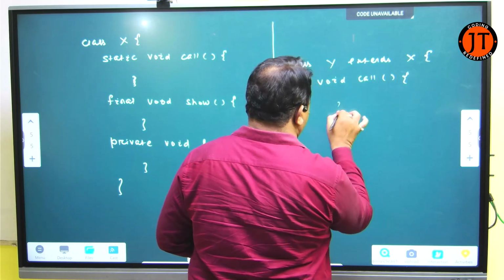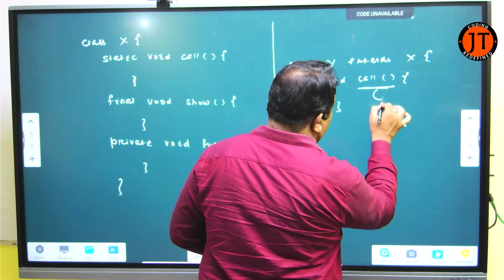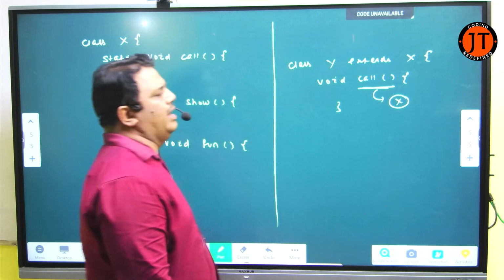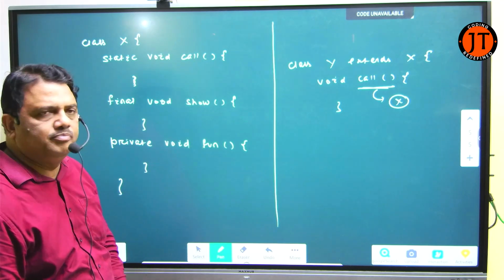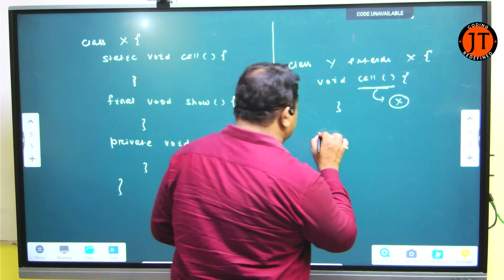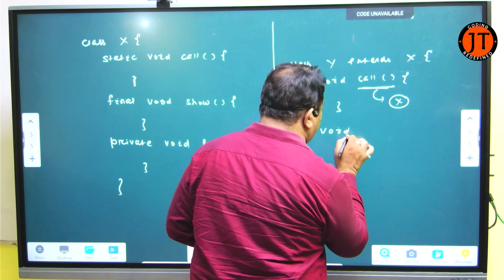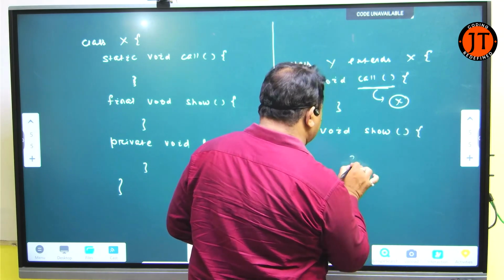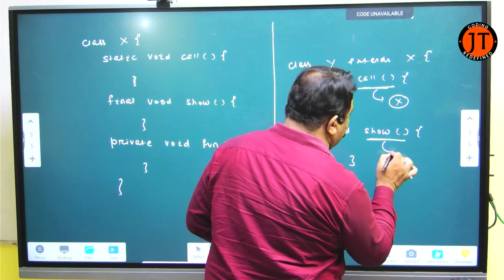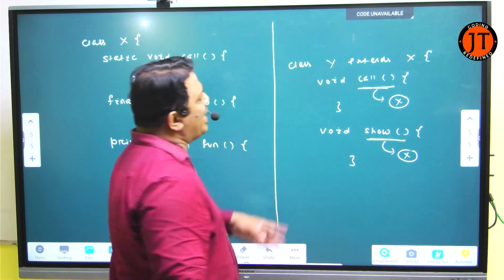Now it directly generates what? It generates a compile time error, because as a programmer, I can't override the static method. If I write here void, so, now it directly generates what? Compile time error. Why is it an error?